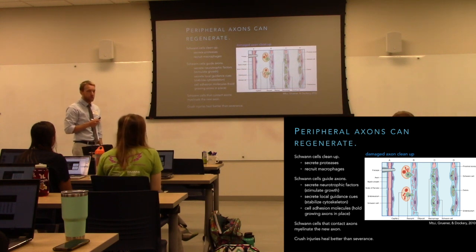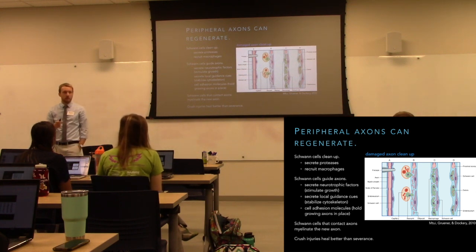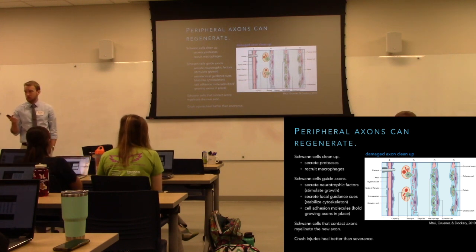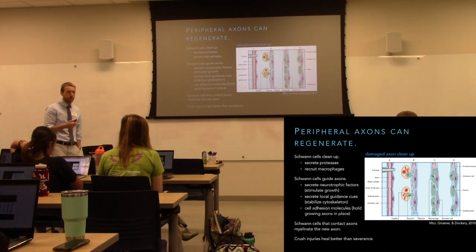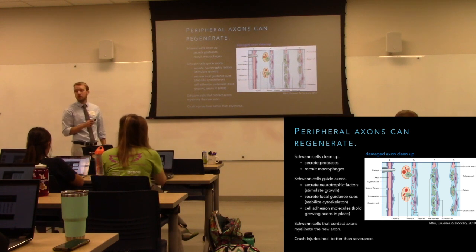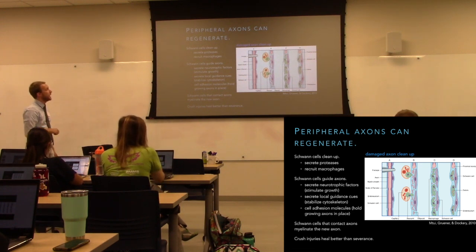What they'll do is secrete guidance cues and neurotrophic factors that are going to keep that axon alive and stimulate growth of the cytoskeleton. That's what guidance cues do. There's really two things that they can do. The first is allow the cytoskeleton to grow. The other thing that they can do is allow the cell to stick. And both of those really need to happen. We'll see more in just a bit on that. And Schwann cells will do both.